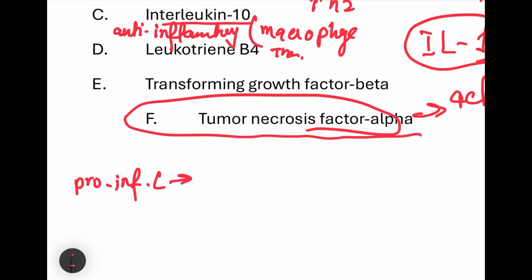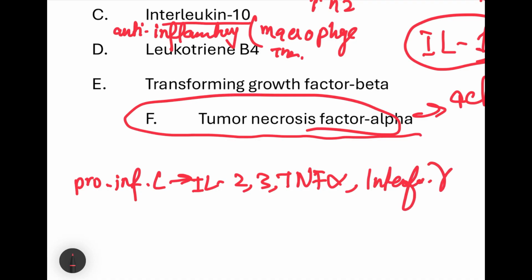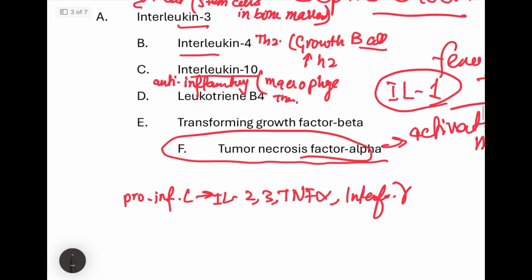They are interleukin 2, 3, tumor necrosis factor alpha, and interferon gamma. There are more also. Next, I have leukotriene B4. It is mostly responsible for the chemotaxis of neutrophils and other leukocytes, and it is a metabolite of arachidonic acid.